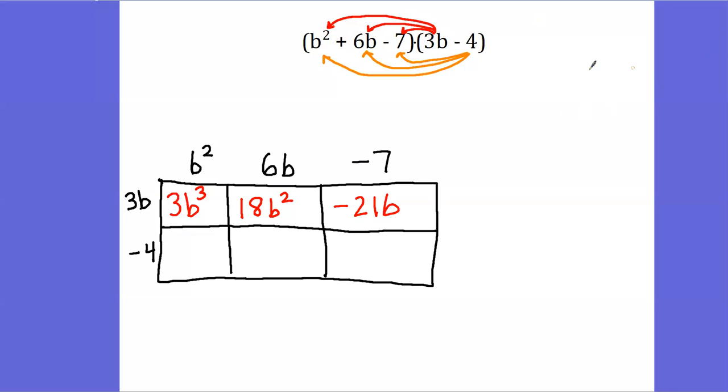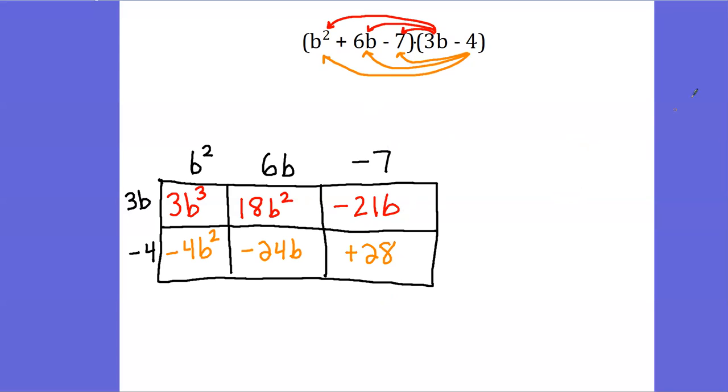Now to the negative 4. I need to distribute this negative 4 to each of these three terms. So I got negative 4 times positive b squared. It's going to give me negative 4b squared. And just be careful, you want to include this sign, this negative in front of the 4 as you do this multiplication. And you're going to want to take negative 4 times positive 6b. That's negative 24b. And negative 4 times negative 7 would be positive 28.